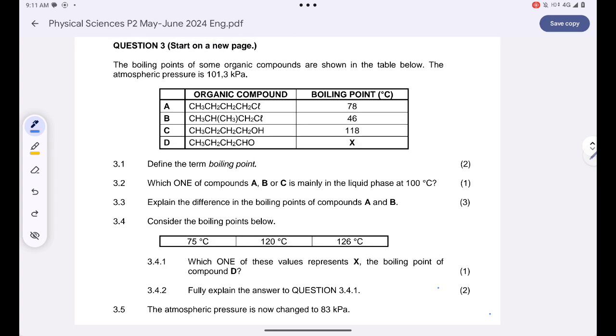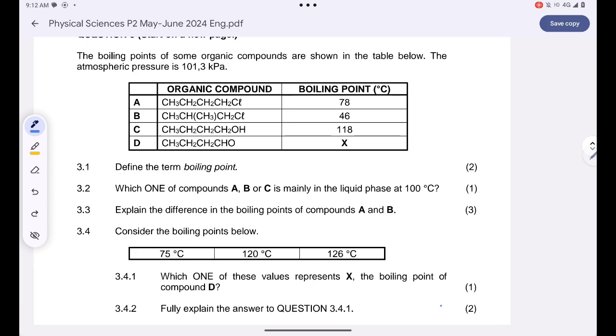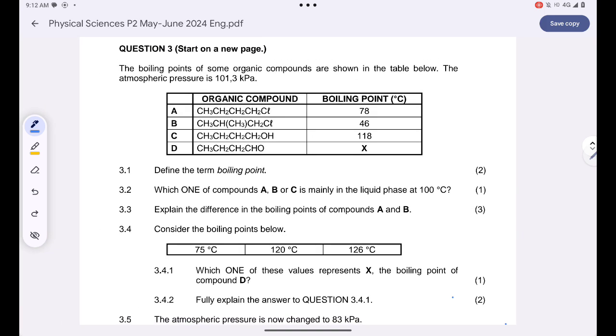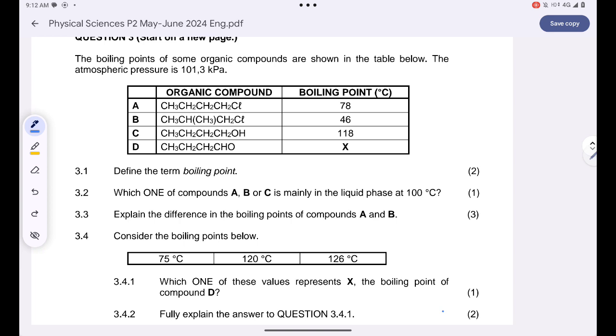We are told that the boiling points of some organic compounds are shown in the table below. The atmospheric pressure is 101.3 kilopascals. We are given 4 compounds. Compound A is just a straight chain haloalkane. Compound B is a branched haloalkane. Both compound A and B are chain isomers of one another. They have the same molecular formula and same functional group, but different chain lengths.